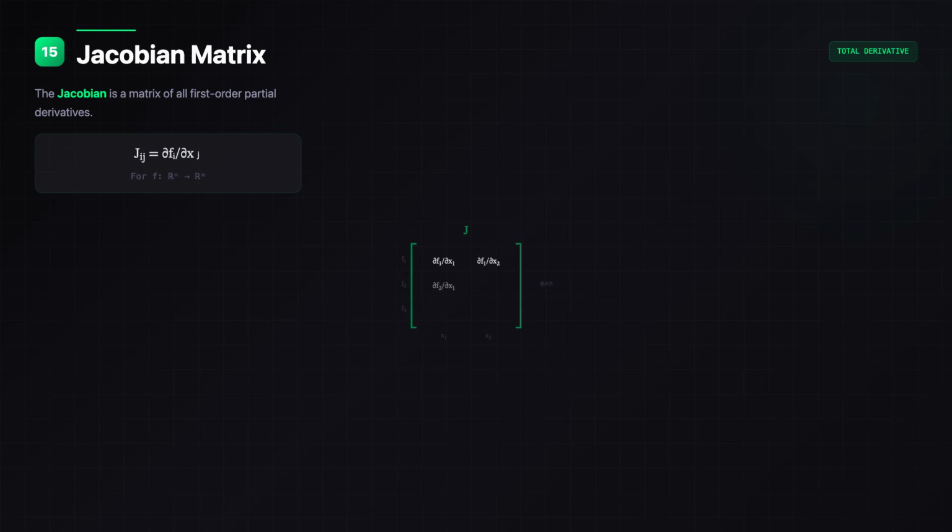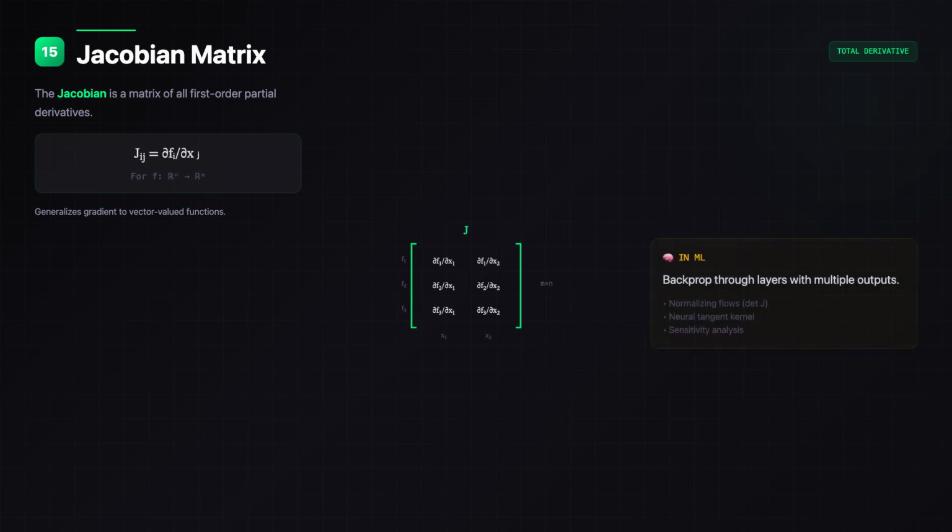The Jacobian is a matrix of all first-order partial derivatives. It generalizes the gradient to vector-valued functions. Each entry ij is partial f_i over partial x_j, used in normalizing flows and sensitivity analysis.